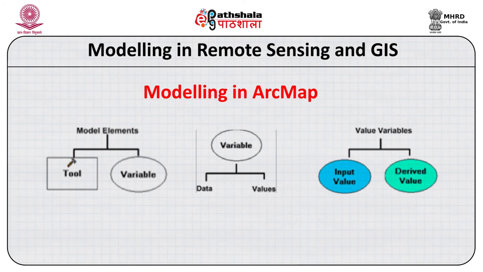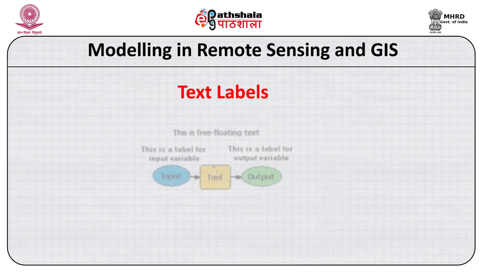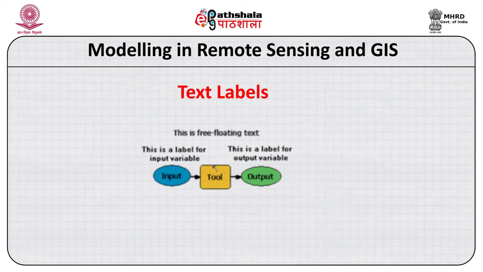Precondition connectors connect variables to a tool. The tool will execute only after the precondition variables are created. Feedback connectors connect the output of a tool back into the same tool as input. Then come to the next thing, that is the text label. In addition to the variable, tools and connectors model elements, there are text label elements, which are graphical elements of explanatory text in a model. Labels can be attached to elements or float freely in the model diagram. In this way, a model can be developed in ArcMap.